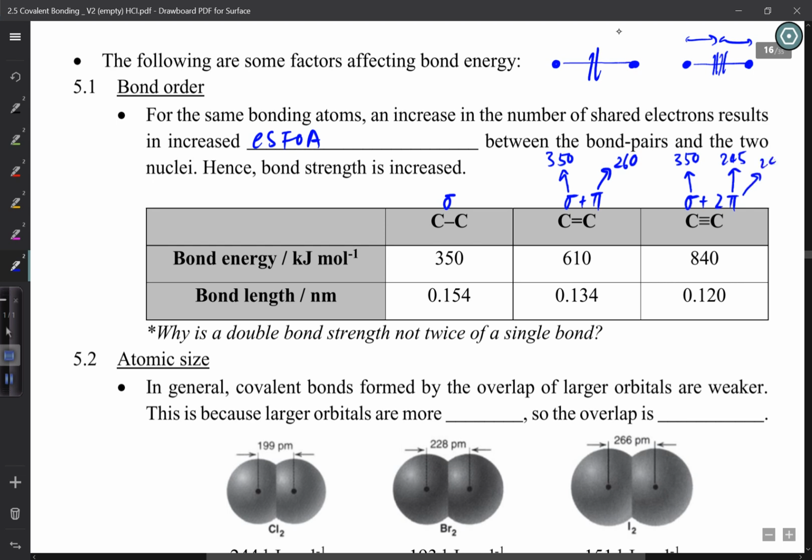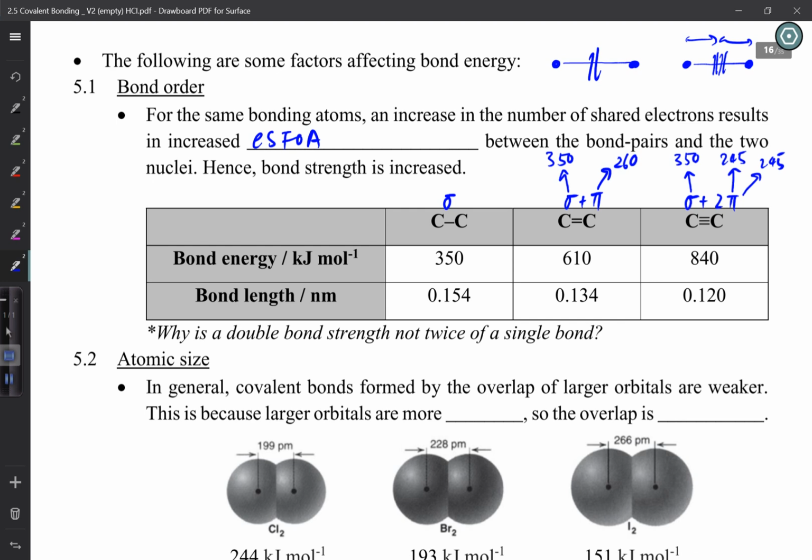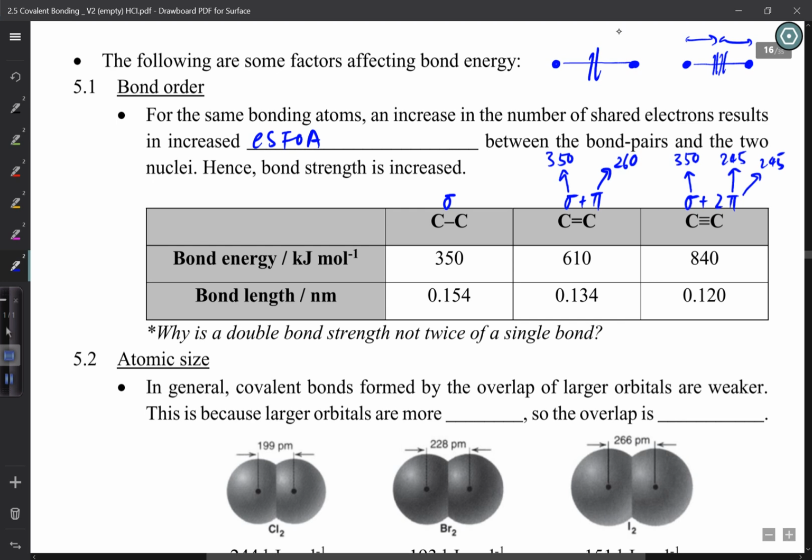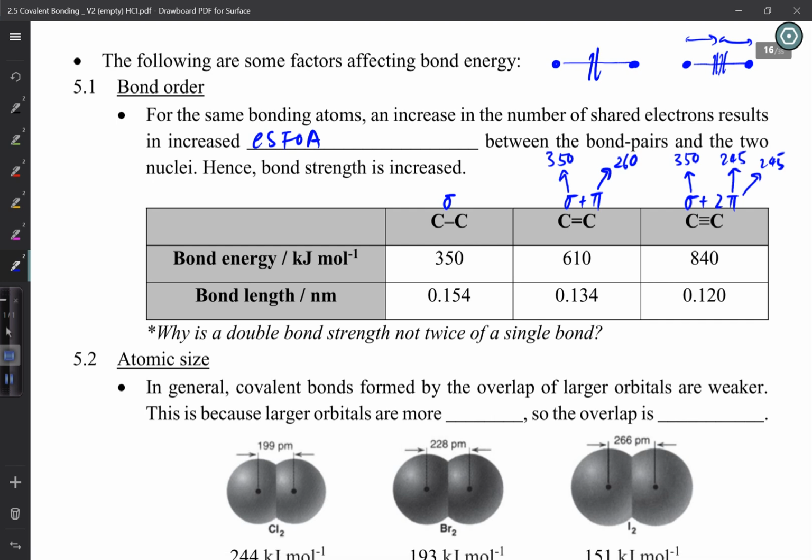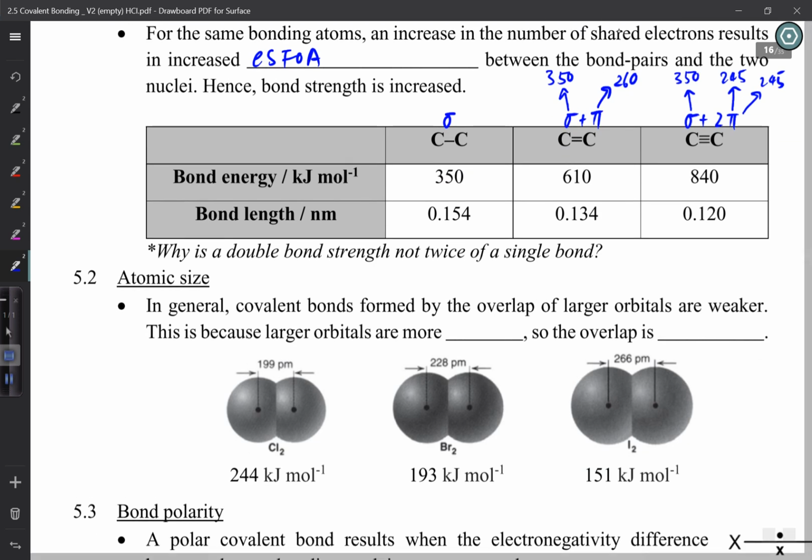I take pride in the metal stuff. Which, once again, goes with what we have mentioned just now. A pi bond is much weaker than a sigma bond. That's why this is not twice of it. And this is also a reason why, when you provide this CC double bond or triple bond with enough energy, it is the pi bond that gets broken first, because it only requires 260 kilojoules of energy. So this is one factor which affects it.